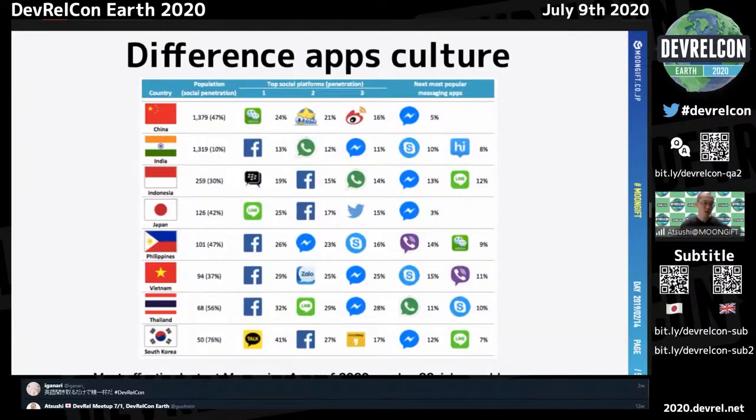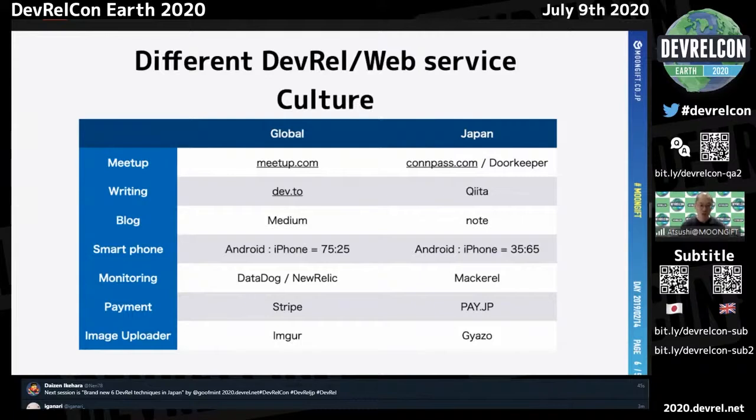Another example, this image indicates social media app share in each country. Globally, WhatsApp is the top messaging app, but you can see completely different results in Asia. In Japan, 25% of people use LINE for their messaging. There is no WhatsApp in the top 5. Sometimes we make a mistake. Our app is standard or everyone uses it, but it's wrong. So please focus on the Japanese market. We have alternative apps or services to the global services.